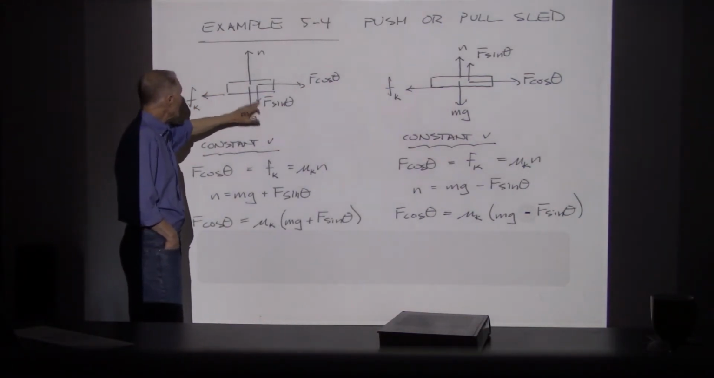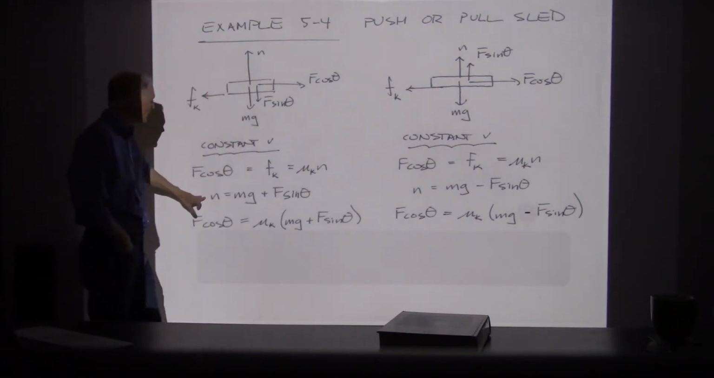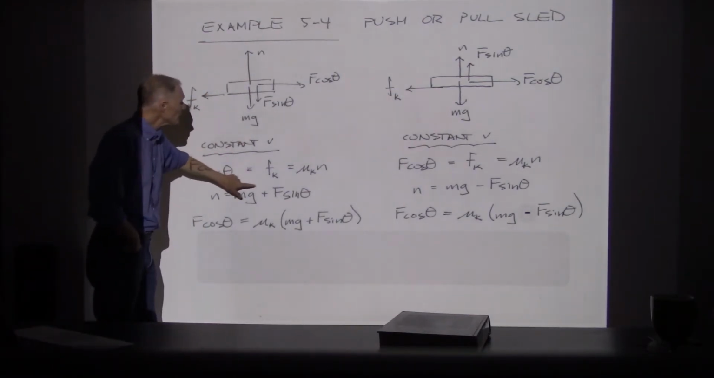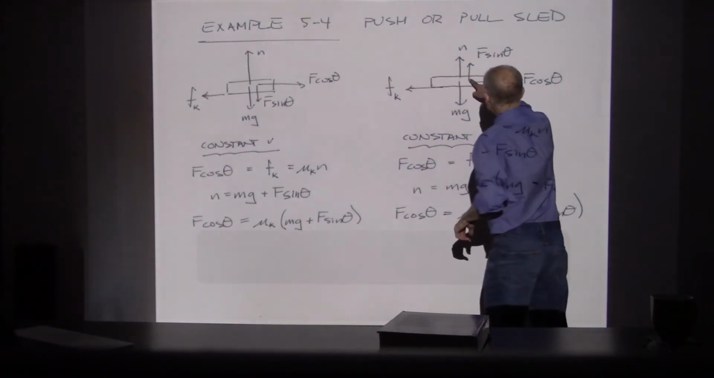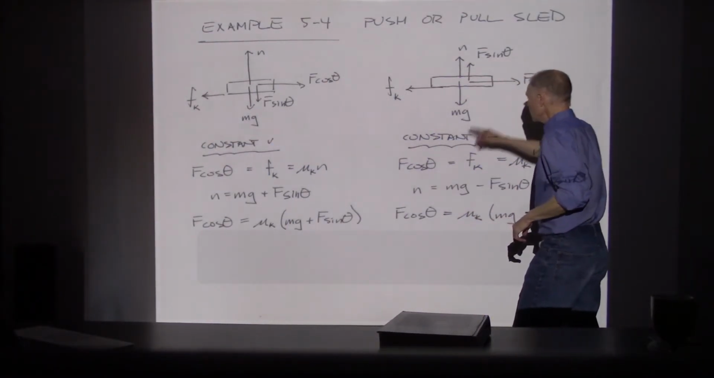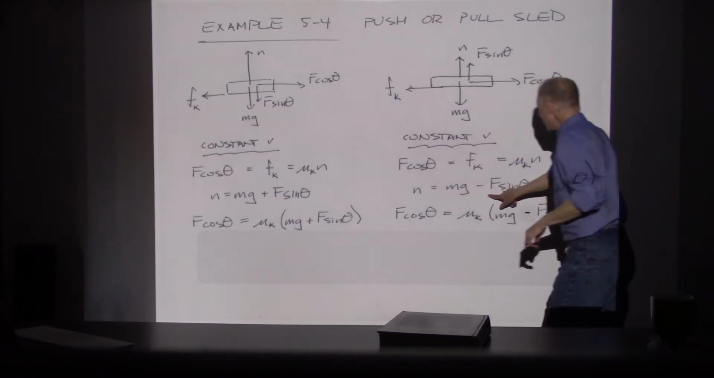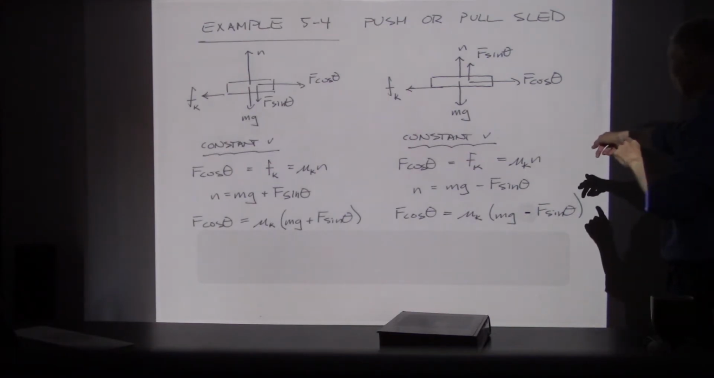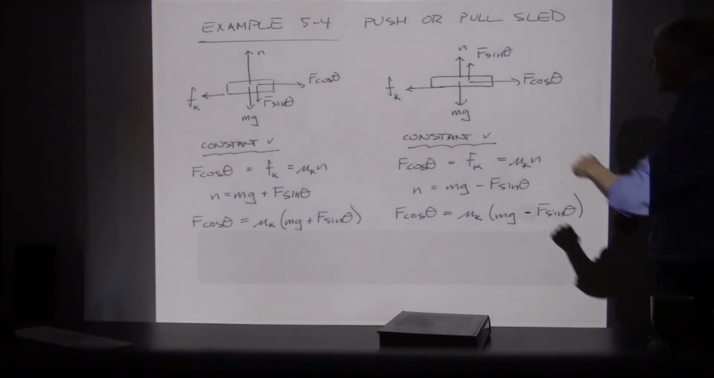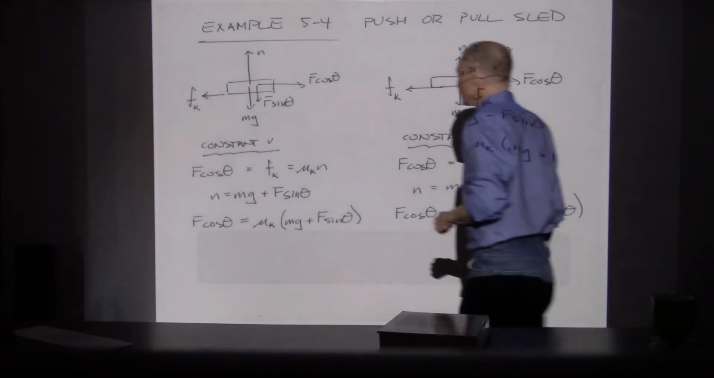This F sine theta means that the normal force is going to be mg plus F sine theta, whereas over here, pulling at this angle, the N is going to be mg minus F sine theta. So the normal force on the right is less than the normal force on the left.